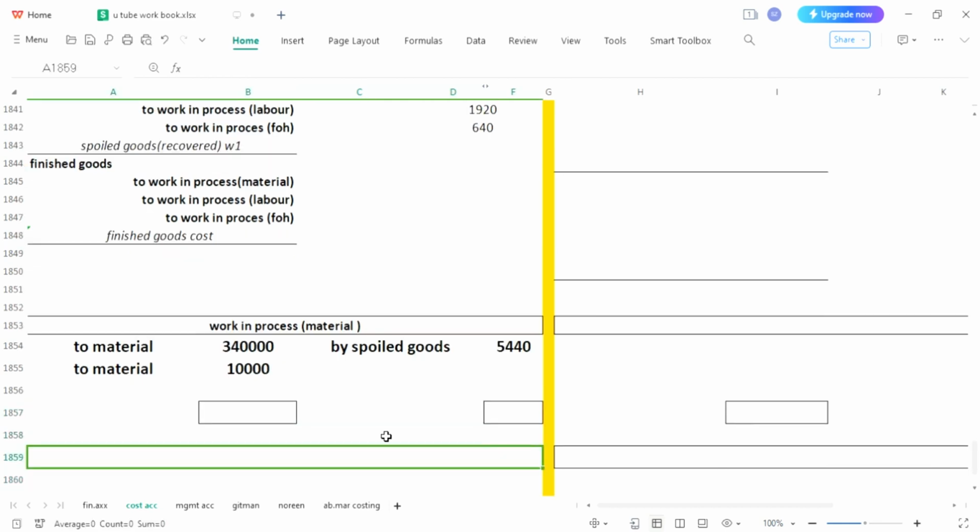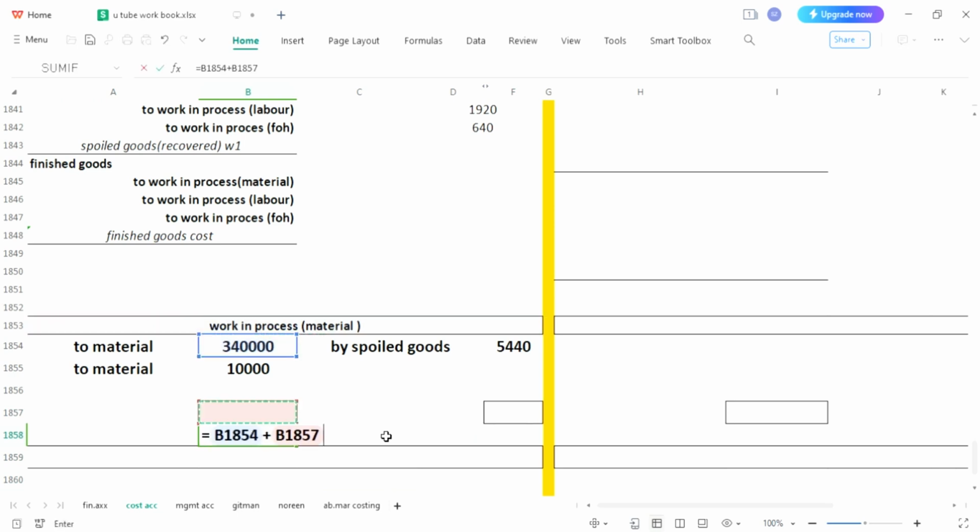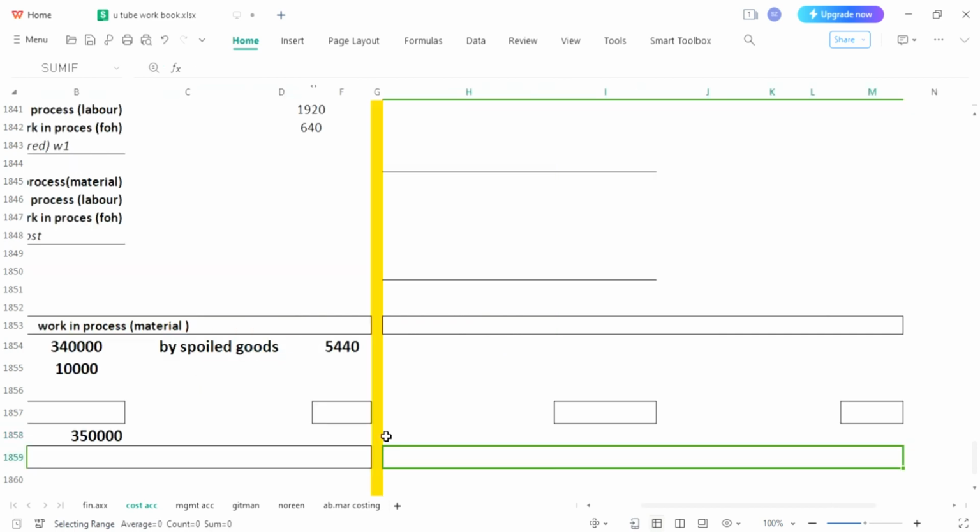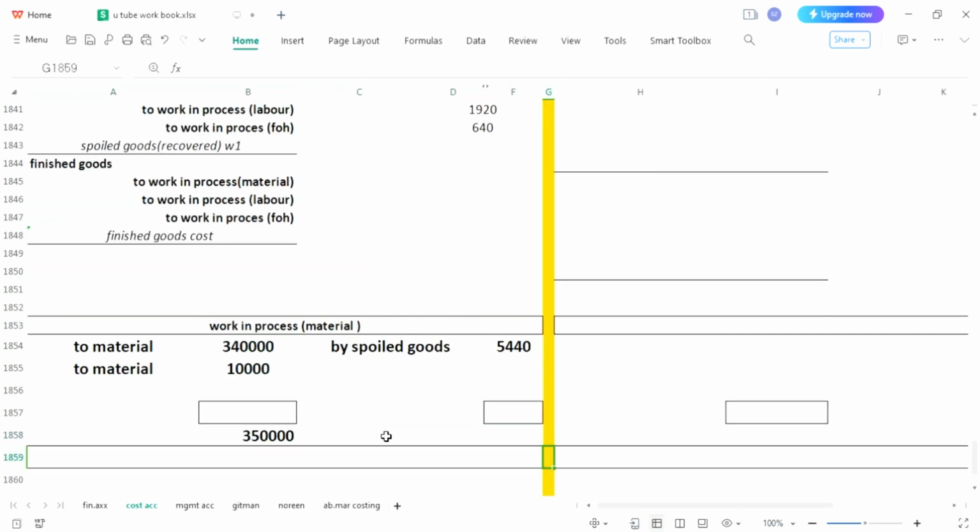It's time to take the balance. How? You will take sum of both sides. So here sum of debit side 350,000 and sum of credit side would remain 5440 as only one amount is mentioned over here. Then you will take the larger balance. Larger balance was 350,000 and you will be putting the same balance on total of both sides, and 350,000 was written on debit side.